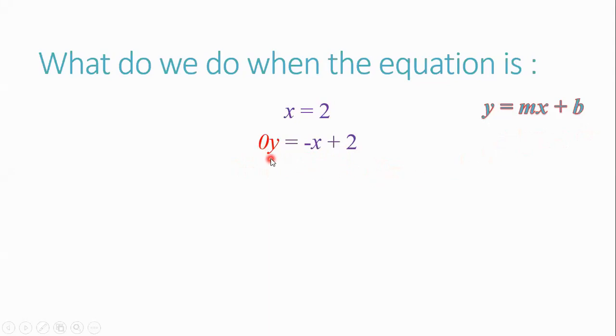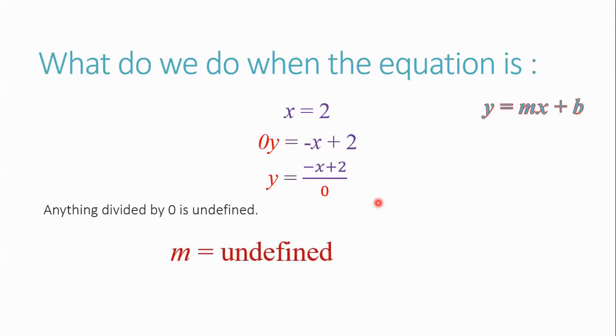But now, remember, this is still not quite in this form. I need to get rid of the 0. And so the 0 will come to the right side and divide both negative x and the 2. And so I will have something like y equals negative x plus 2, all divided by 0. And if you remember from our last lesson, anything divided by 0 is going to be undefined. Therefore, my m, or my slope, is going to be undefined. So those of you that said undefined, you are correct.